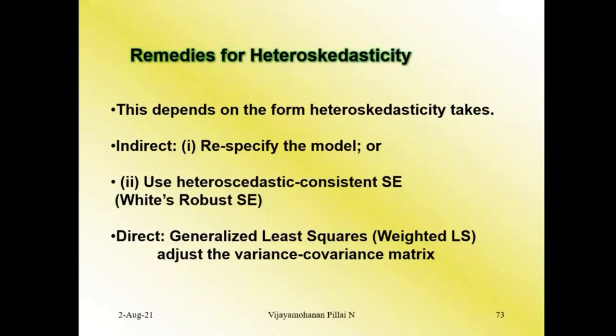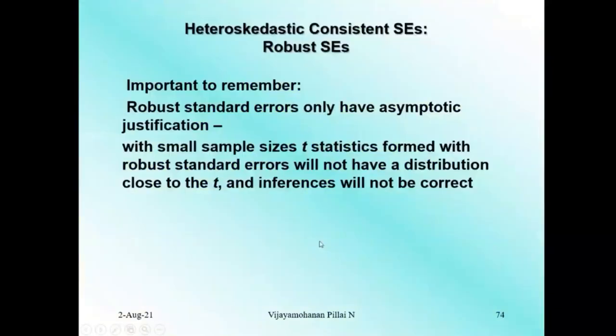Now about the robust standard errors, remember the robust standard errors have only asymptotic distribution. So they have only asymptotic justification. So if we have a small sample, then it is better that we do not go for the robust standard error. The inference will not be correct.